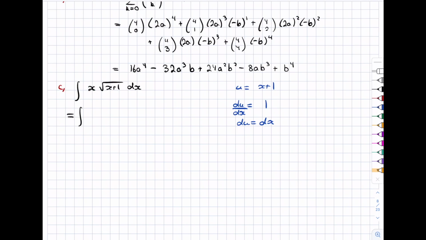This x here, I need to rearrange this in order to make x the subject. It's not hard to do. We get x equal to u minus 1, and now I can sub in u minus 1 for x.